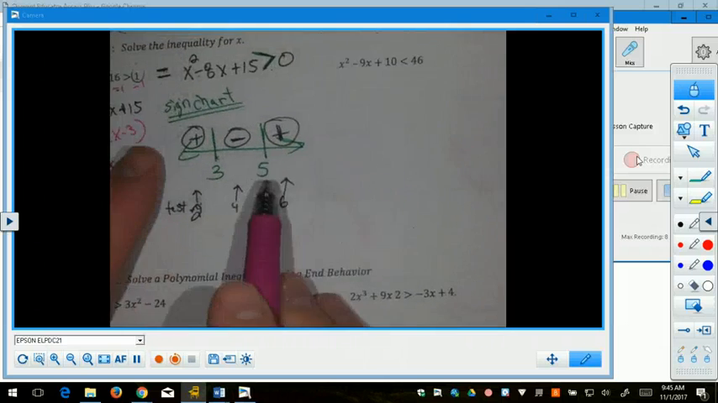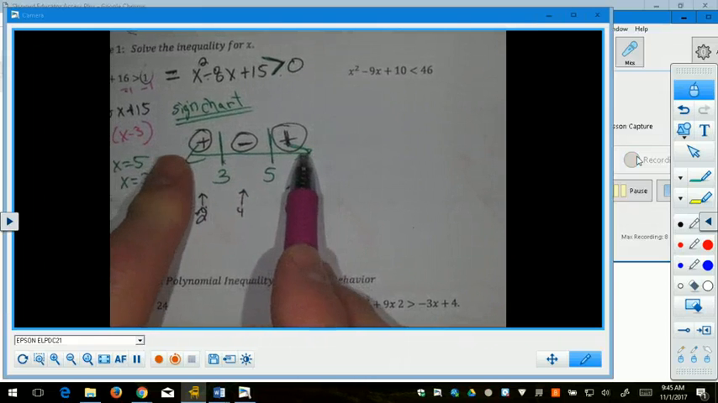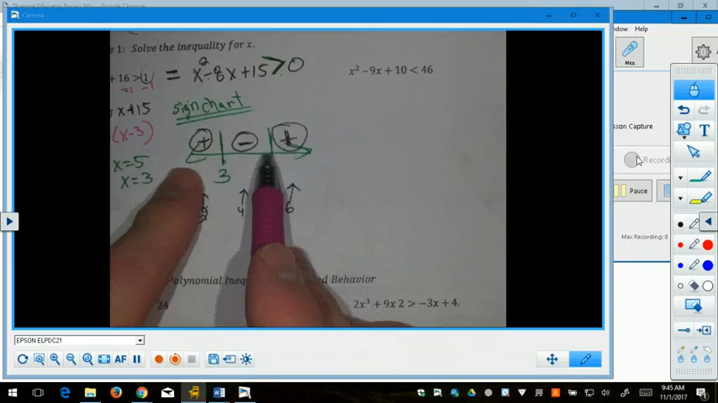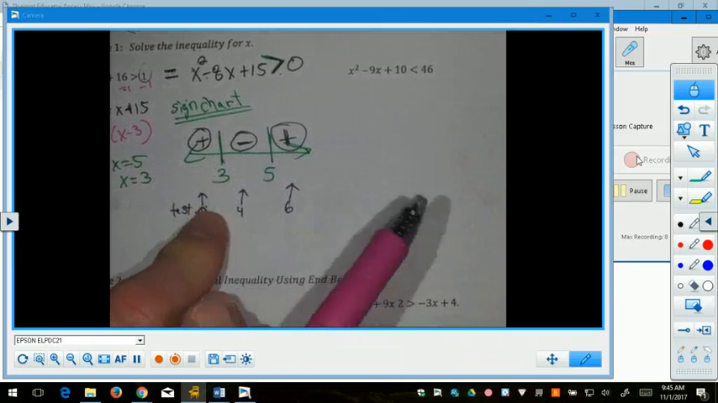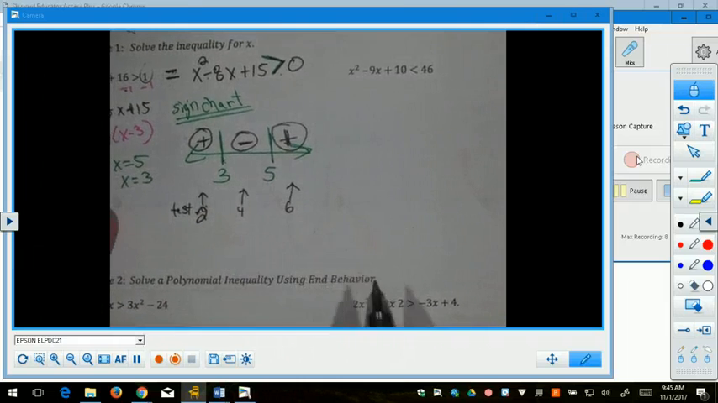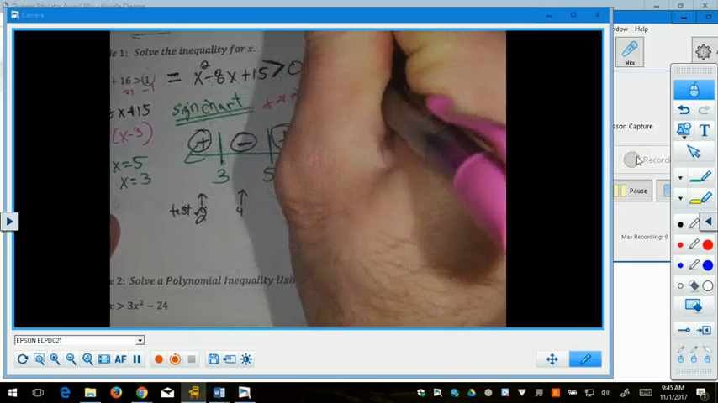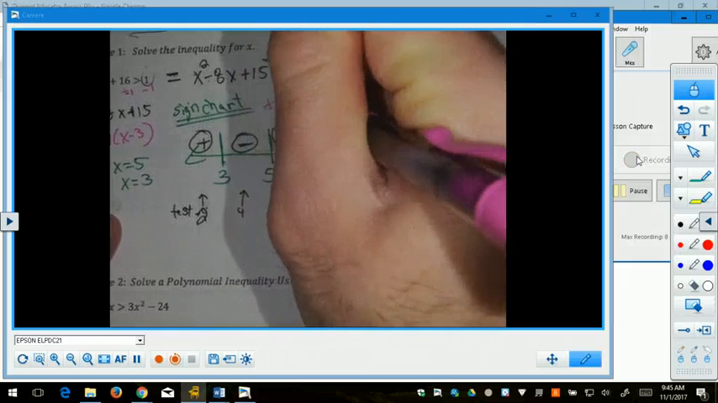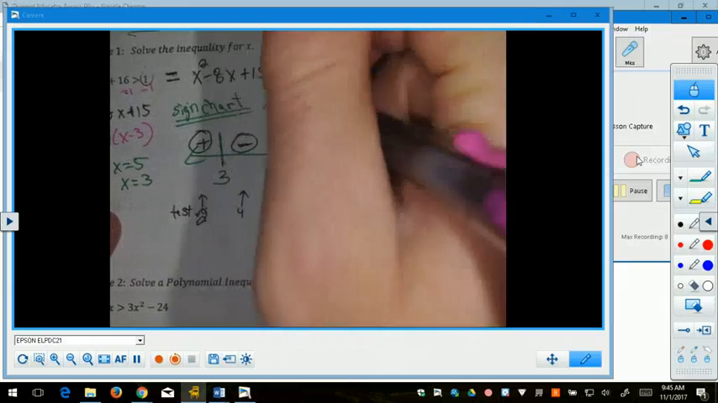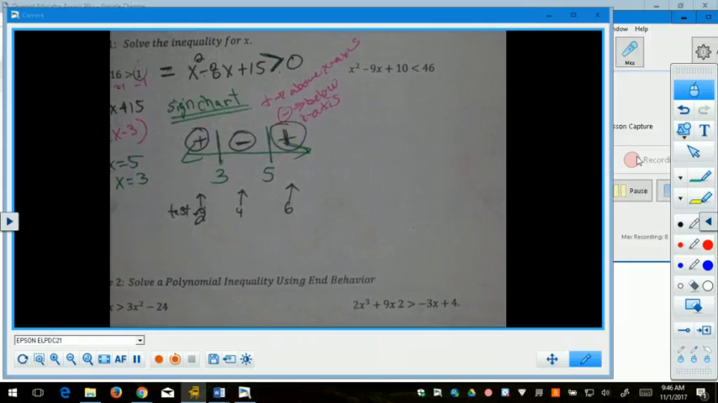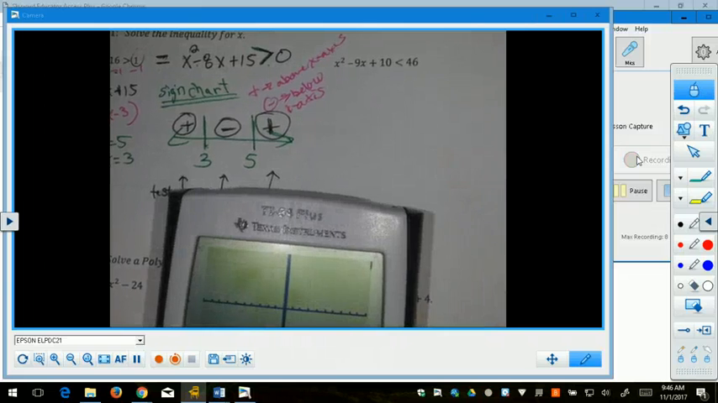So what this means, the plus signs mean that to the left of 3 and to the right of 5, the graph falls above the x-axis. And in between 3 and 5, the graph falls below the x-axis. That's what my sign chart is showing. The plus indicates above the x-axis. The minus indicates below the x-axis. Now that's not my actual answer. That's just part of the evidence that I'm showing that I made a sign chart to figure it out. And honestly, I could look at the graph. I should see the same thing.